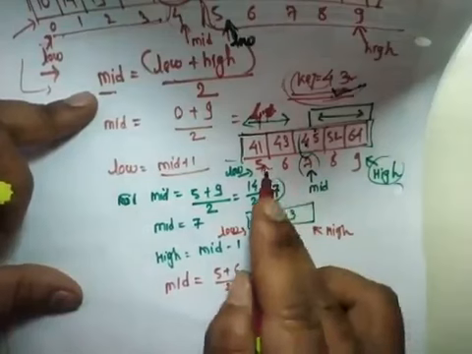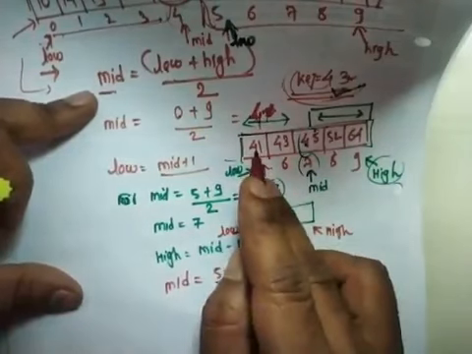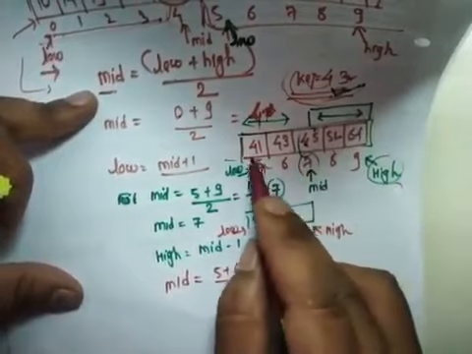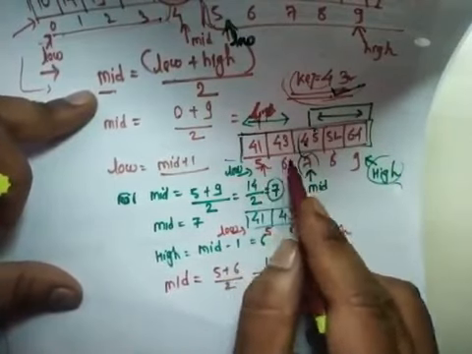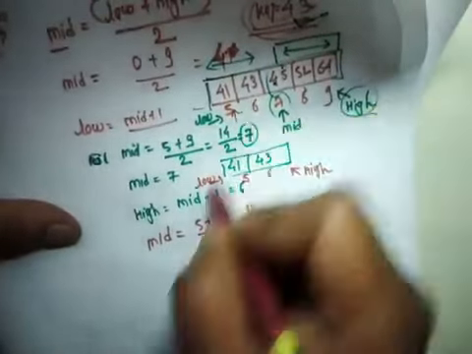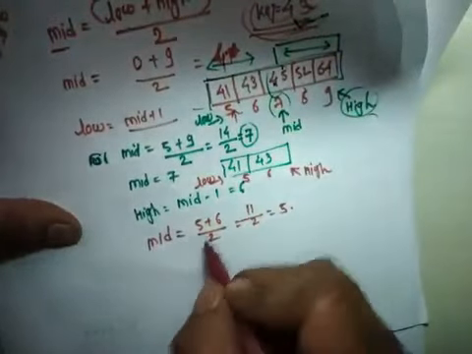Now check whether the mid value is equal to the key. No. Is it greater than 43? No, it is less than. So we are going to find a new value. Now we need to update the low value again. So low is equal to mid plus 1, that is equal to 6.